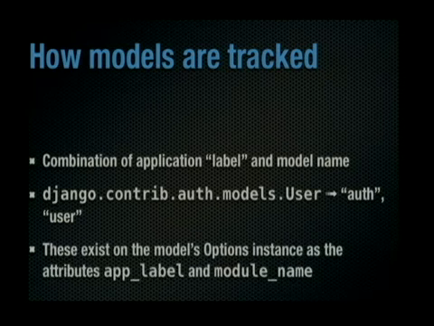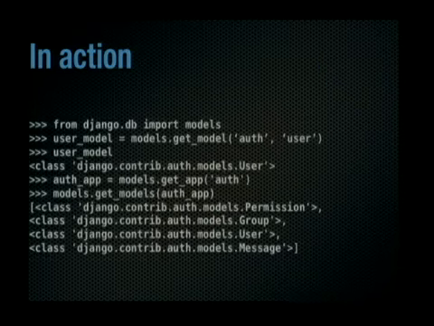These exist on the options instance as app label and module name. Module name harkens back to, if anybody remembers pre-magic removal Django, back when a model was a module. But here's just a simple example of what the model cache does. You do get model and pass in an app label and a name, and you get, in this case, the auth user model. You can go ask for the app auth. You can ask for all the models in the auth app and get a list of them.